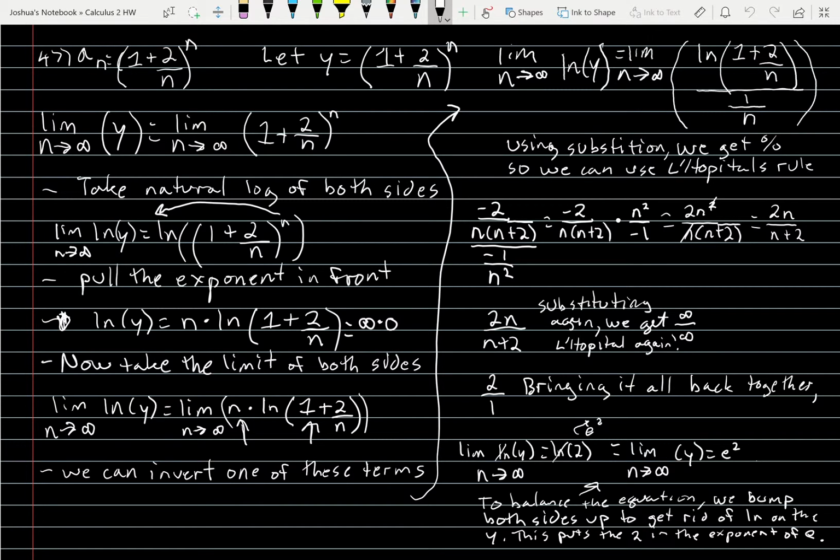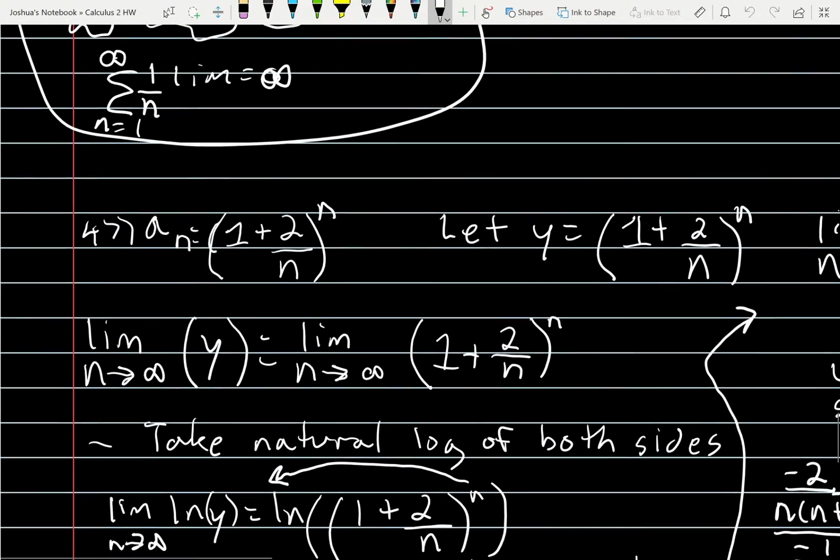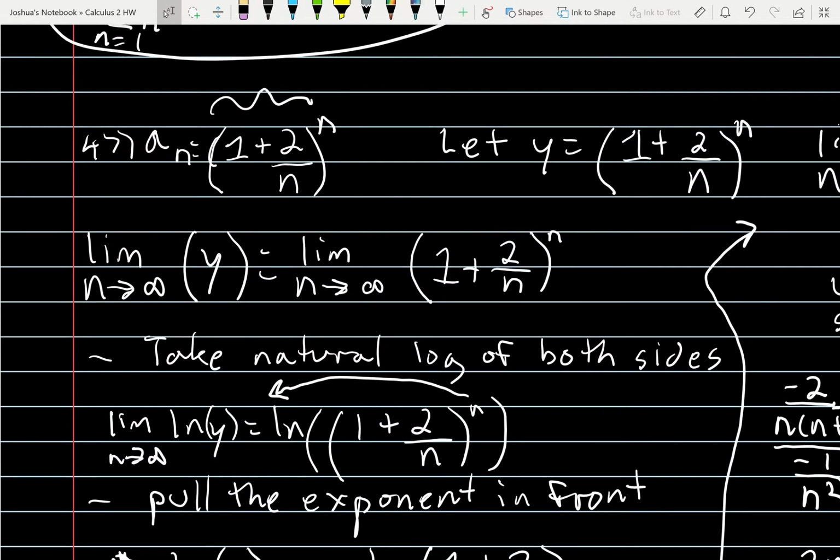Okay, so I'm going to see if I can explain what I was doing here. Let me zoom in here so that what I'm saying makes sense. So this is number 47. Here's our function here. What we're going to do is let y here equal this.